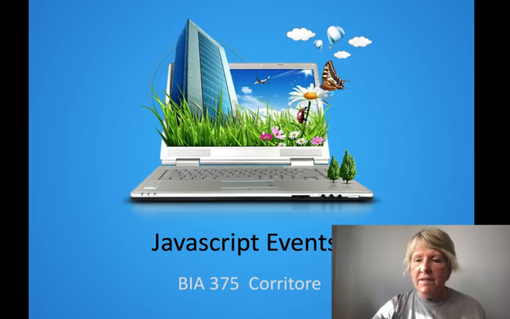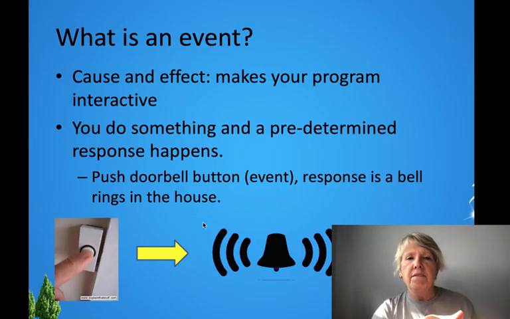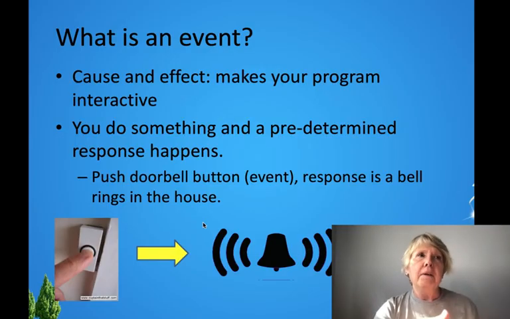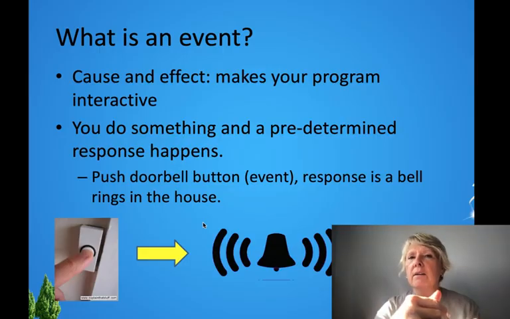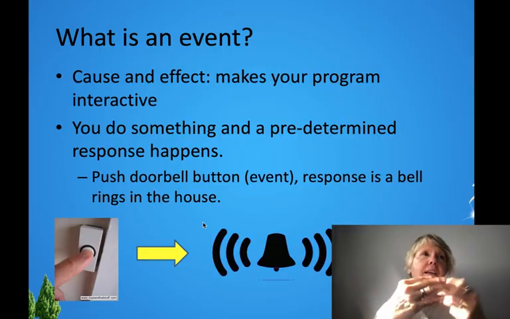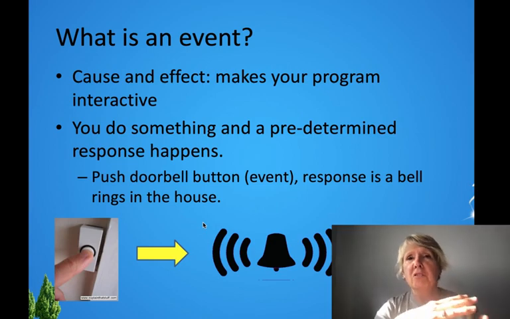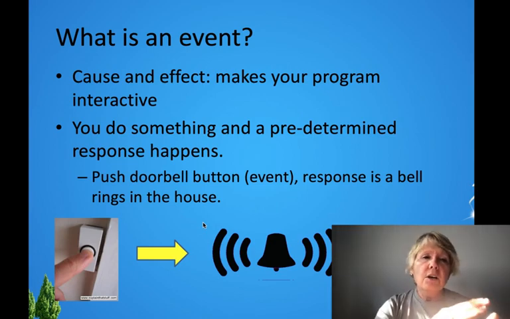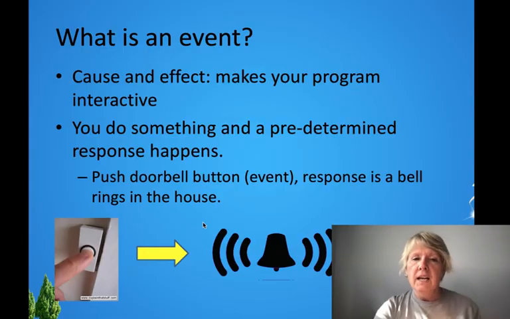Let's consider events just in general. Events refer to a situation where you have cause and effect. And this is what is going to make your program interactive, so the user can interact with it and pick things and tell it to go certain ways. Otherwise, your program would be very two-dimensional and boring. So what happens with events is that you do something and a predetermined response happens.